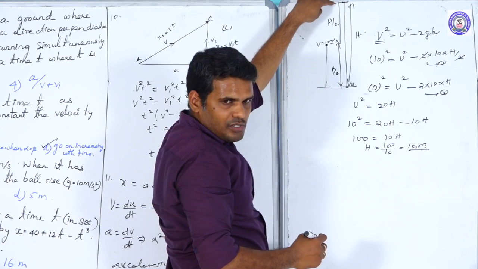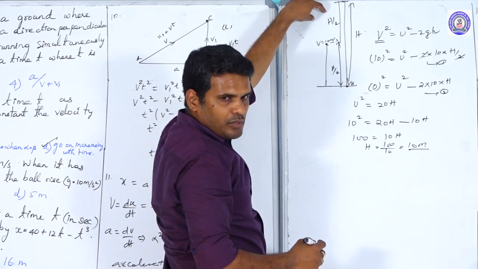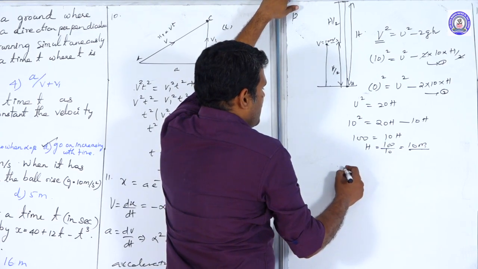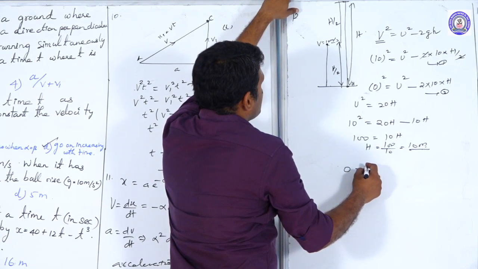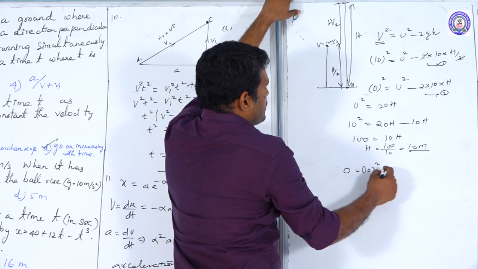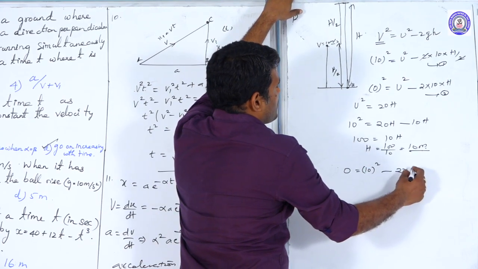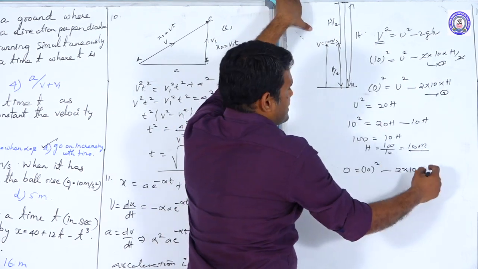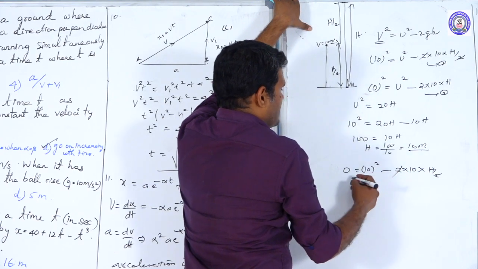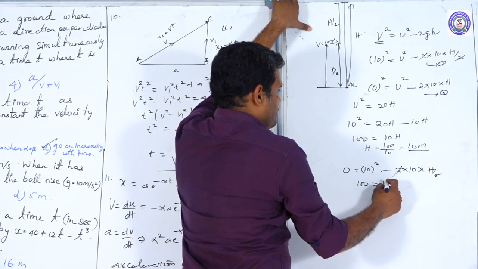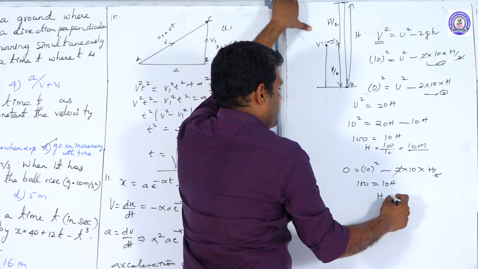And the final velocity is 0. Height traveled is h by 2. With the same expression, final velocity is 0, initial velocity is 10 meter per second, so 10 square minus 2 into g into h by 2. If you cancel this out, 100 equals 10h, h equals 10 meter. Simple.